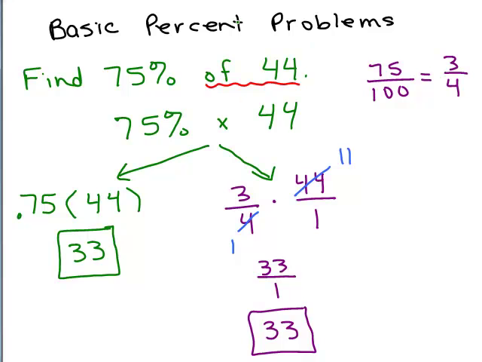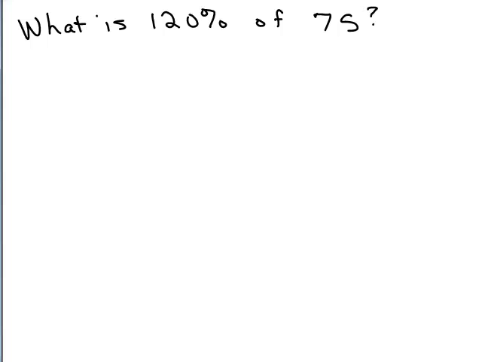So this is a certain kind of percent problem where you're given the percent and it says of some number. It might be written slightly differently. For instance, instead of saying find 120% of 75, it might say what is 120% of 75. And we do the same thing. We have the percent and it says of 75. That means you're going to multiply times 75.